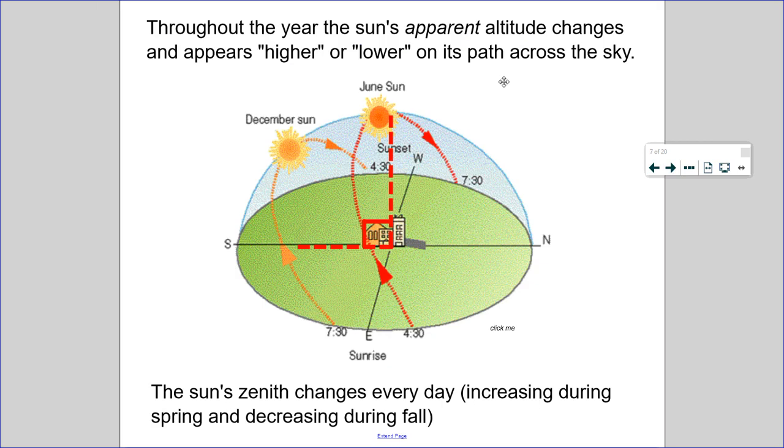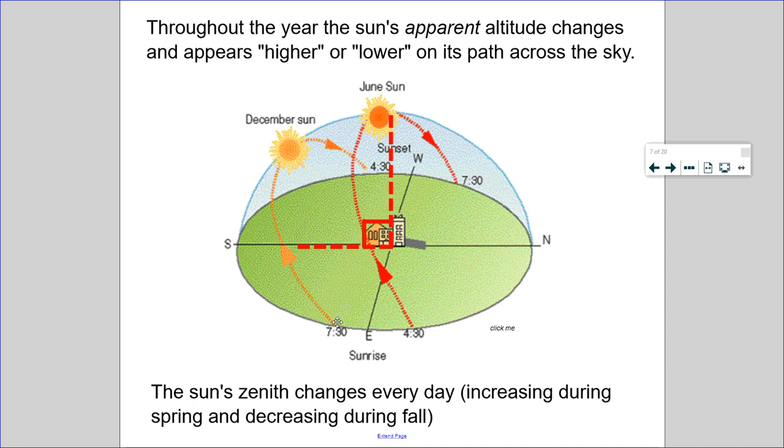Throughout the year, the sun's apparent altitude changes and it gets higher and lower on its path across the sky. So if you're standing here, in this cluster of buildings, and you're looking south, the sun would rise in the east, come across the sky, and then set in the west like that. And the path that it takes is totally dependent on the time of year.